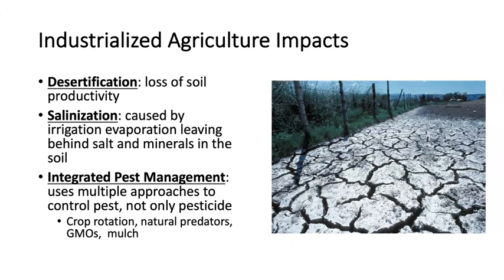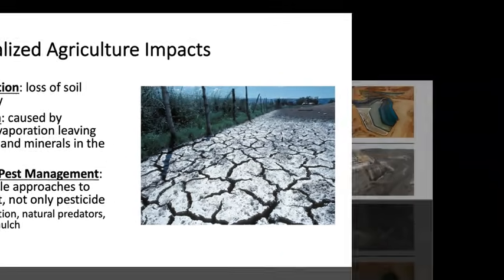Genetically modified organisms, or GMOs, are another option. If they are more resistant to pests, then hopefully they won't result in an infestation in the plot that they're on. Or even mulch, which can help keep weeds from growing in. All right, let's move on to mining.